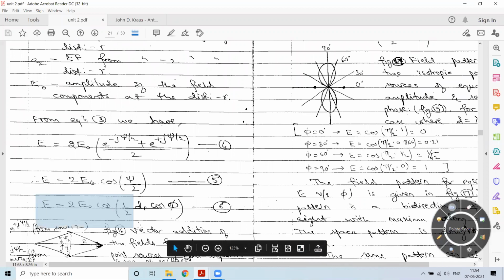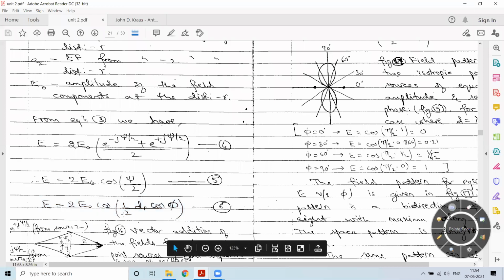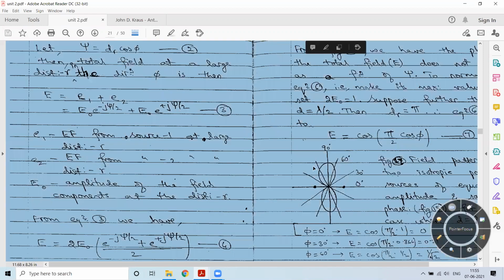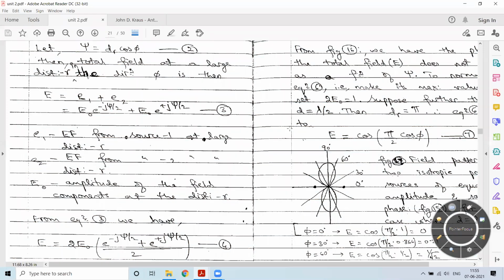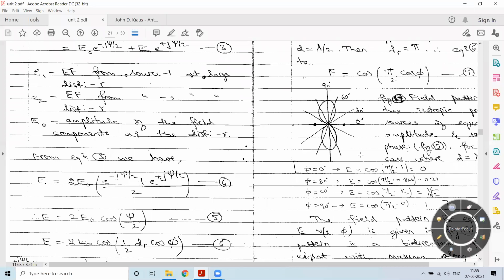This is the actual field when two isotropic point sources are separated by a distance d, are in phase and have the same amplitude, which is given by 2 times E naught cos(psi/2), where psi is dr cos phi. And in that, one condition we have looked at is d equal to lambda by 2, and the pattern for it. Similarly, try to see what the pattern is when d is equal to lambda by 4, lambda by 8, or lambda. You can check those patterns and see the result you are getting.